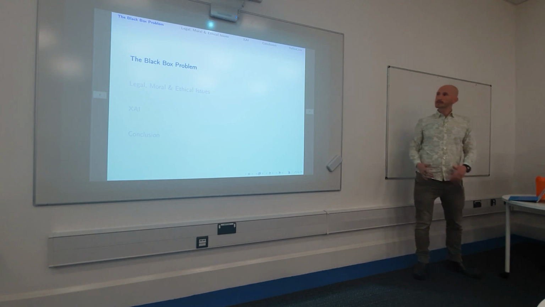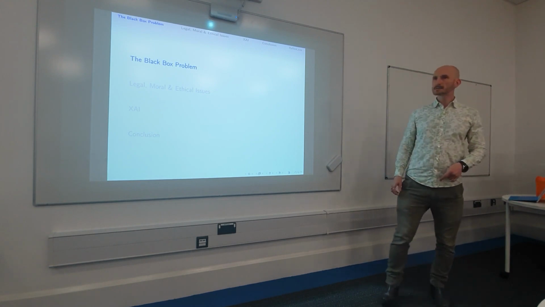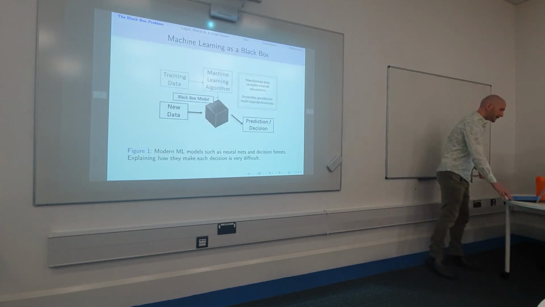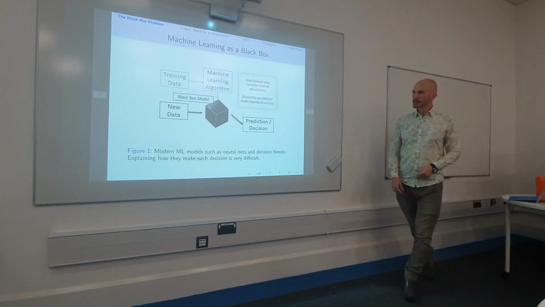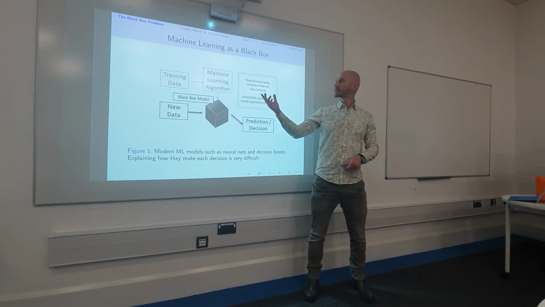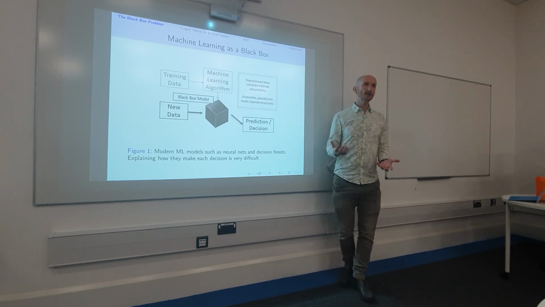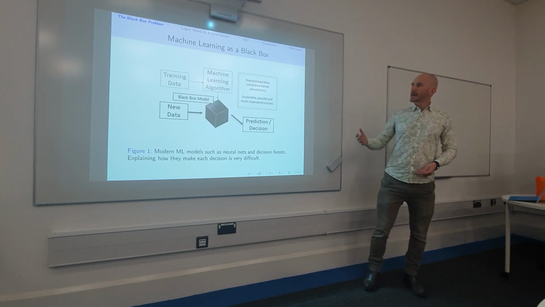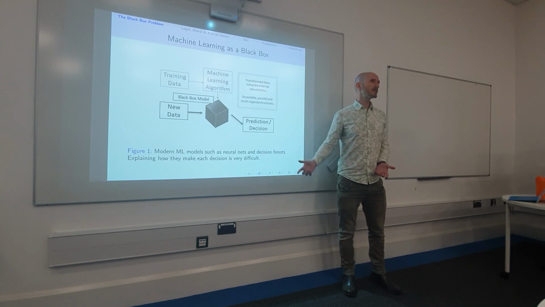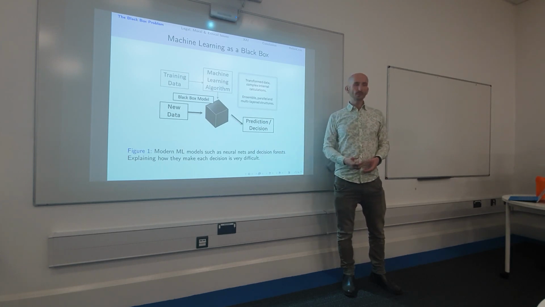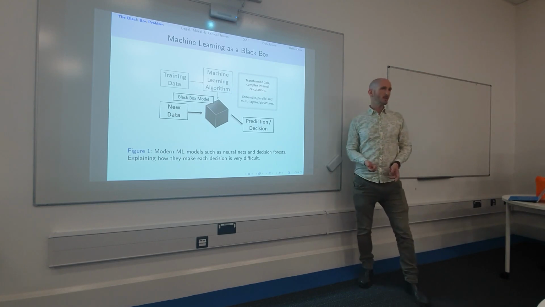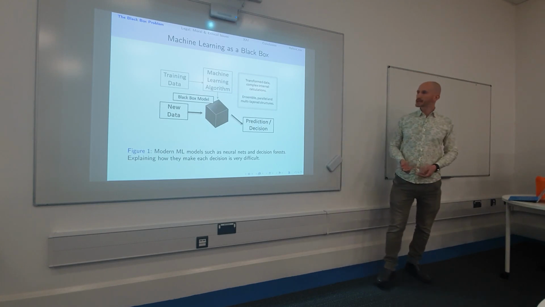So I'll introduce machine learning and specifically the black box problem. When we do machine learning, we take historical data, or we call it training data, pass it into a machine learning algorithm of some kind, and the output from that algorithm is a model, a kind of summary of the data that lets us do prediction or automated decision making on new data that wasn't contained in the training set.